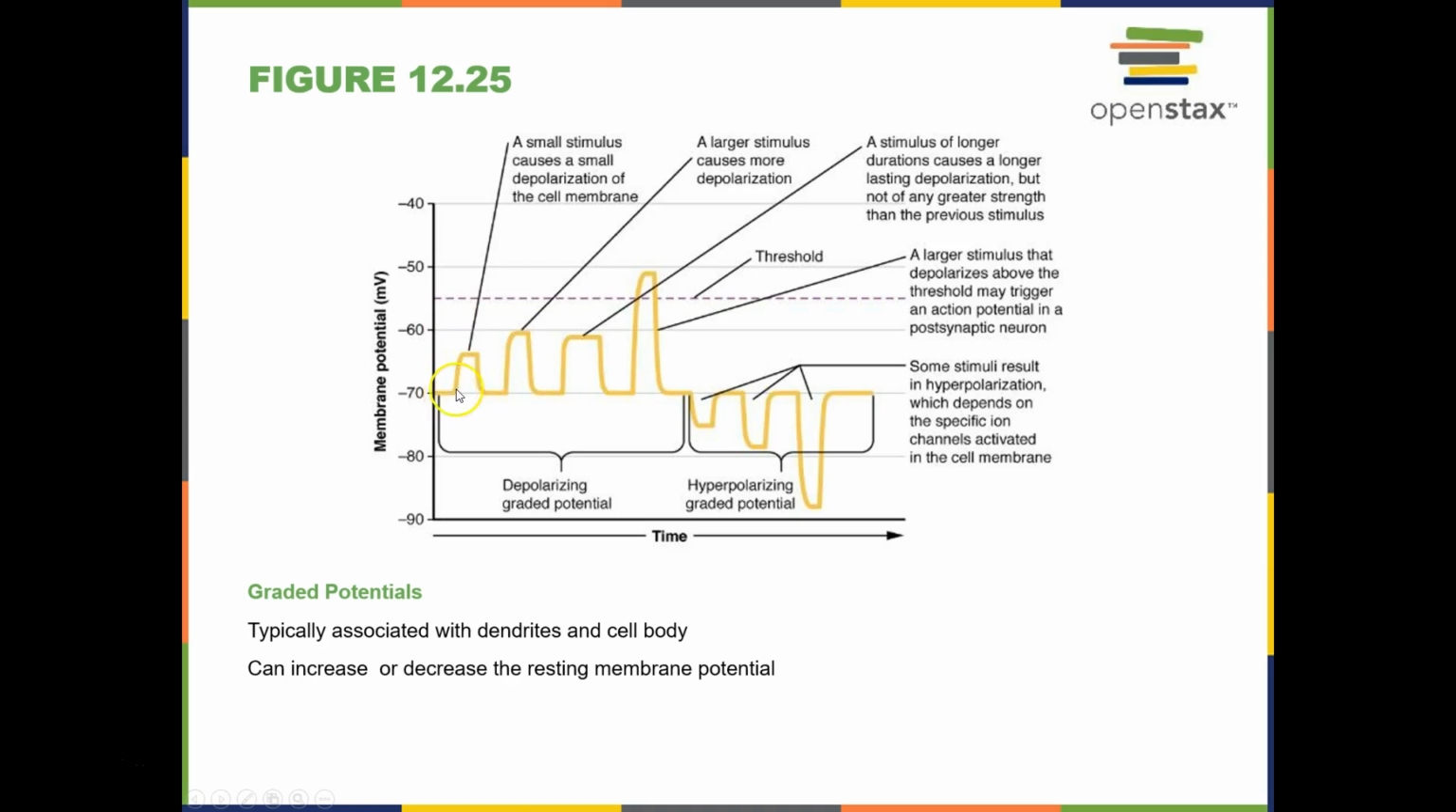So graded potentials are very small. They're short-lived, but they are additive. So you can add multiple graded potentials up until you hit an action potential. Graded potentials can be depolarizing, where you're increasing the positive ions inside of the cell, or hyperpolarizing, where you're decreasing the amount of positive ions or increasing the amount of negative ions inside of the cell.